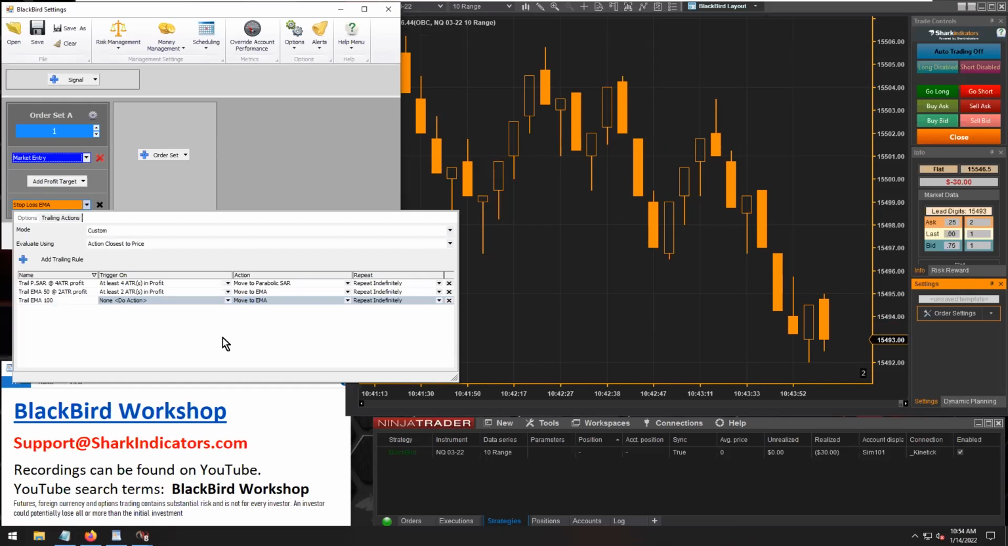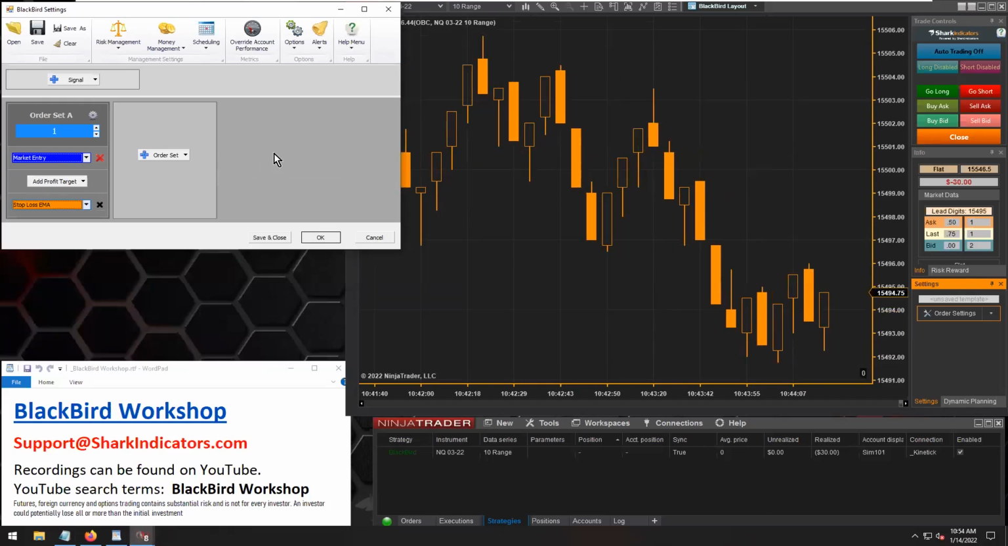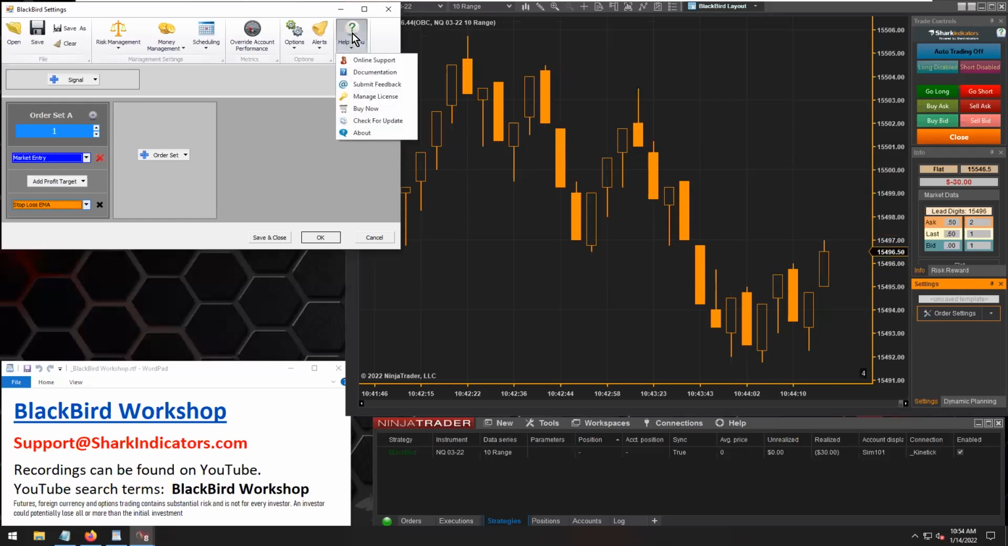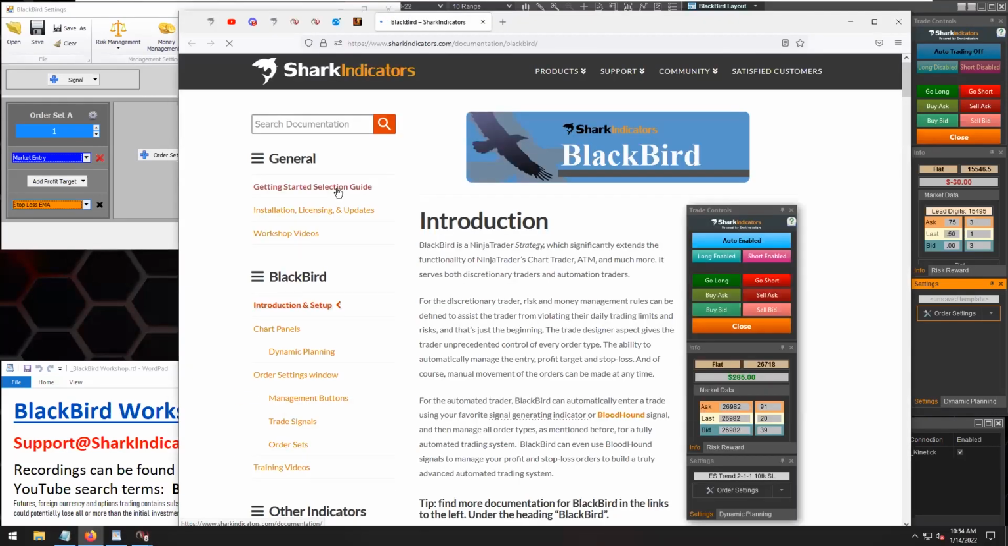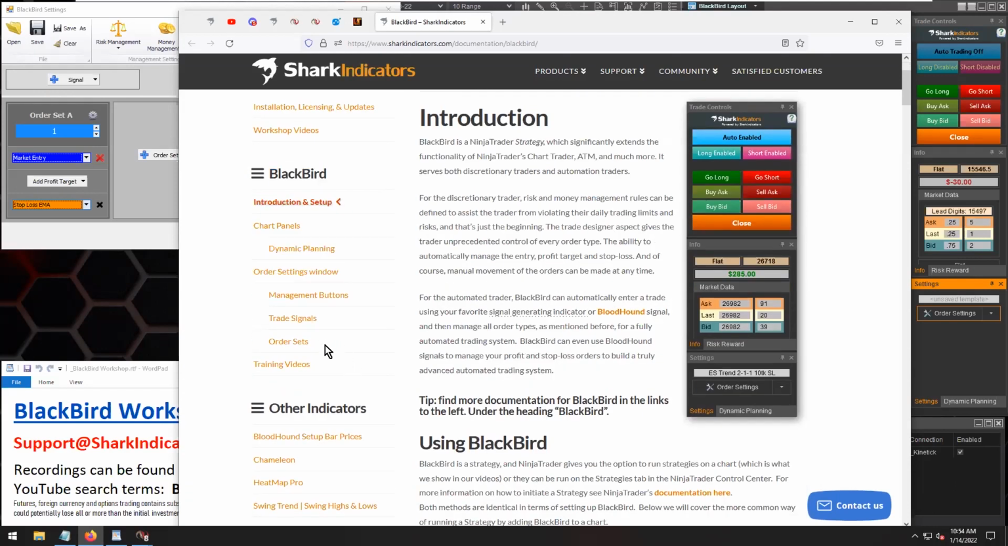If you're going through this and you have any questions, like what does this do, we can just go to the help menu and pull up the documentation right there. And there's the BlackBird side menu. You want to go into the order sets, because those trailing actions are part of the order sets menu.